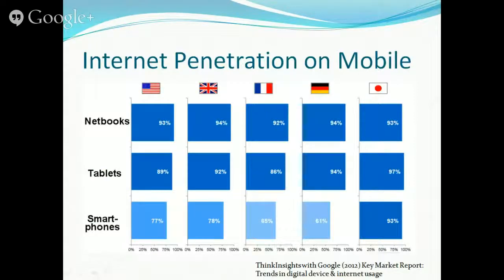Some more numbers. We're looking now at internet penetration on mobile. And today we can see that, well, this survey was done back in 2012. It's done by Google, and we can see that internet penetration on mobile is steadily escalating. The study spans the US, UK, France, Germany, and Japan. And the trend, as you can see, is consistent throughout, a steady increase.